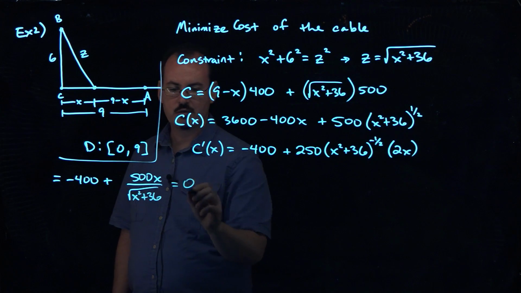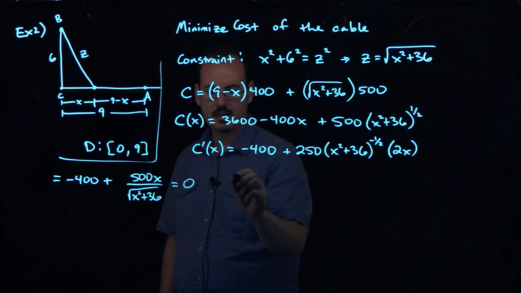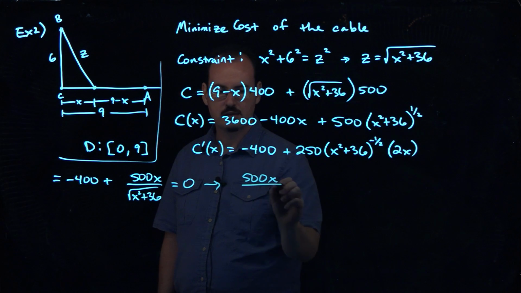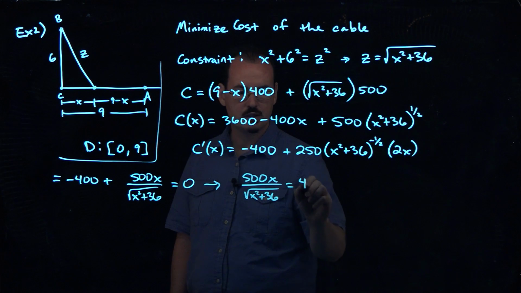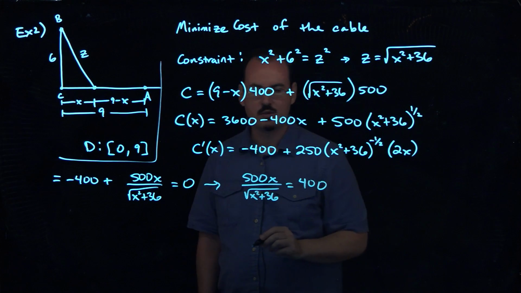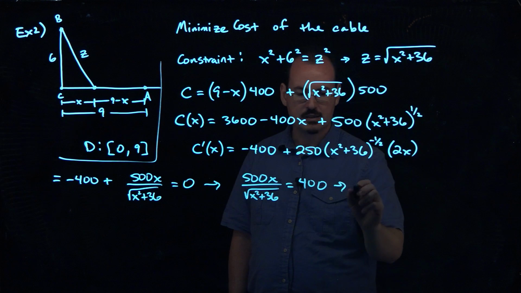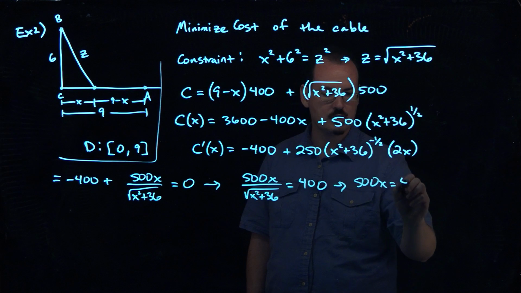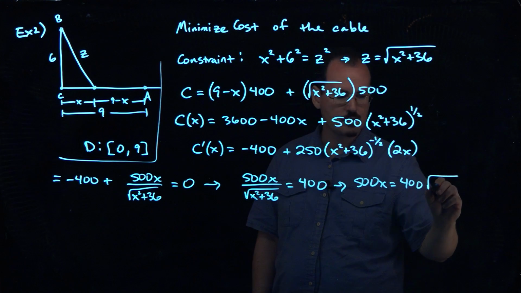To find the critical numbers, we want to set this to 0. So to solve that, I'm going to move the 400 over to the other side. So I'm going to get 500x over the square root of x squared plus 36 is equal to 400. Okay, we can cross multiply on this one, or just multiply both sides by that root in the denominator. That's going to get us 500x is equal to 400 times the square root of x squared plus 36.